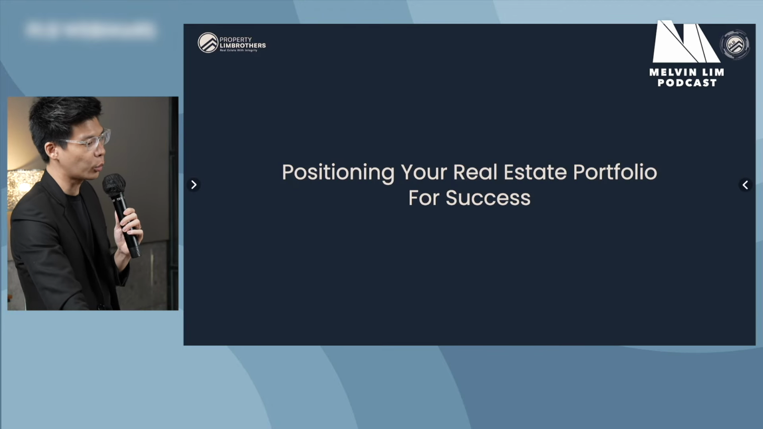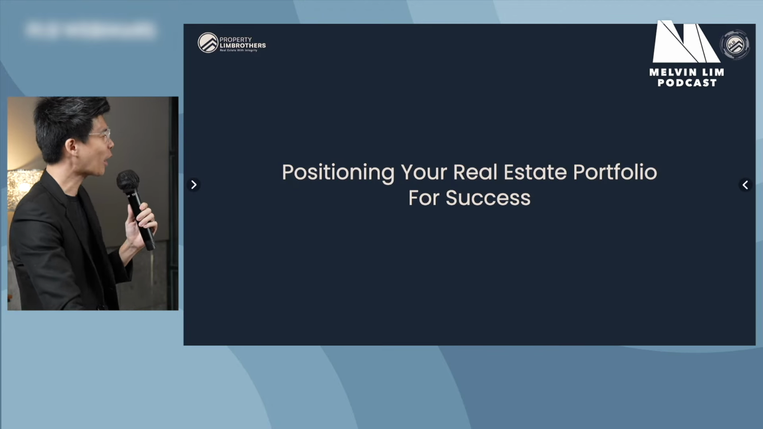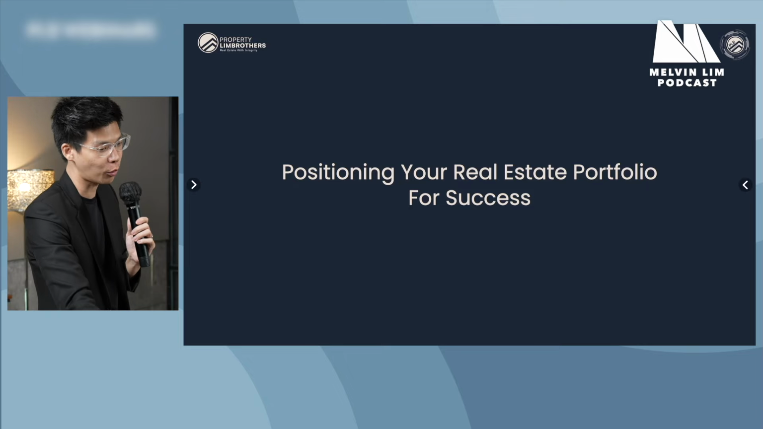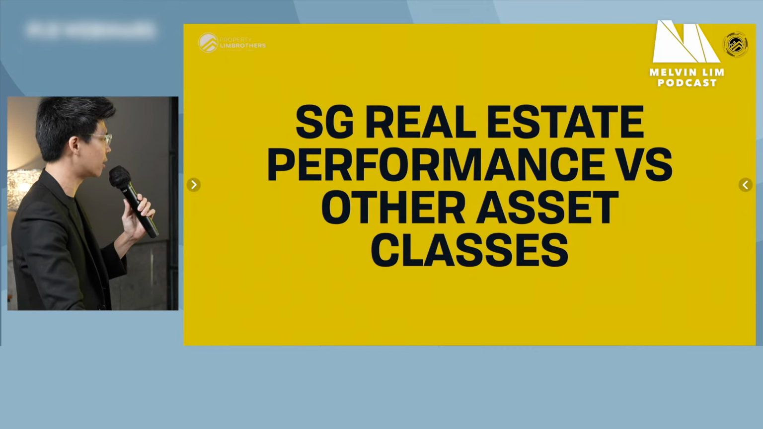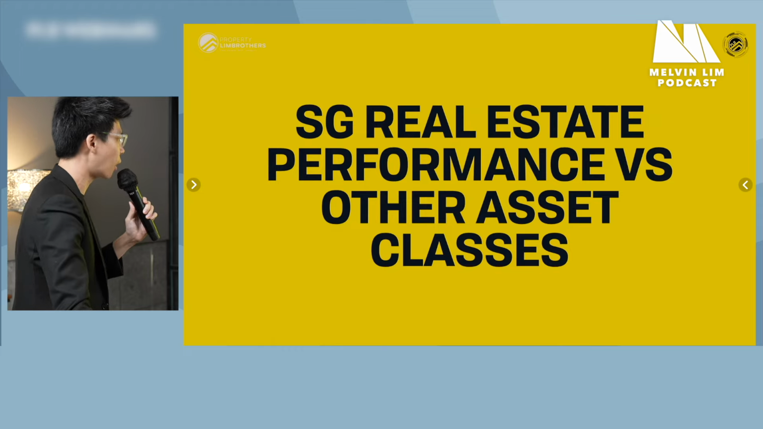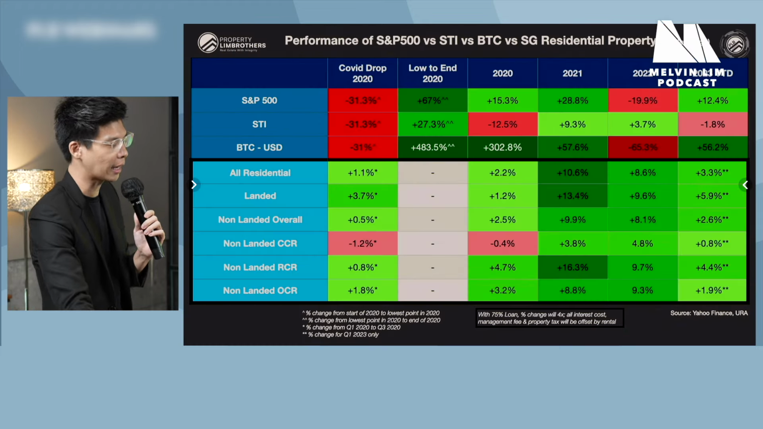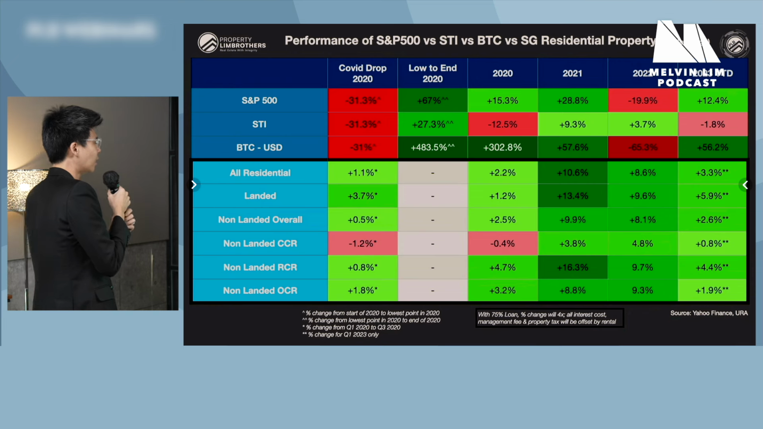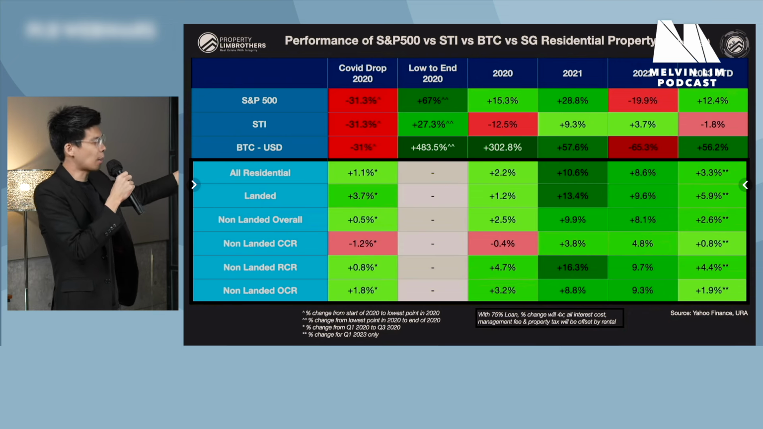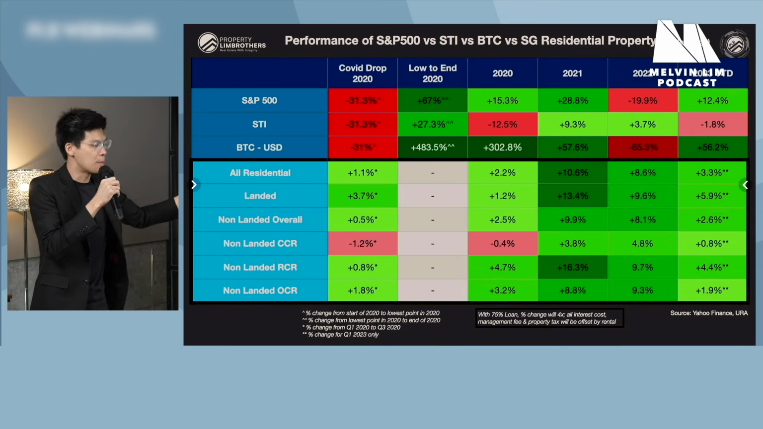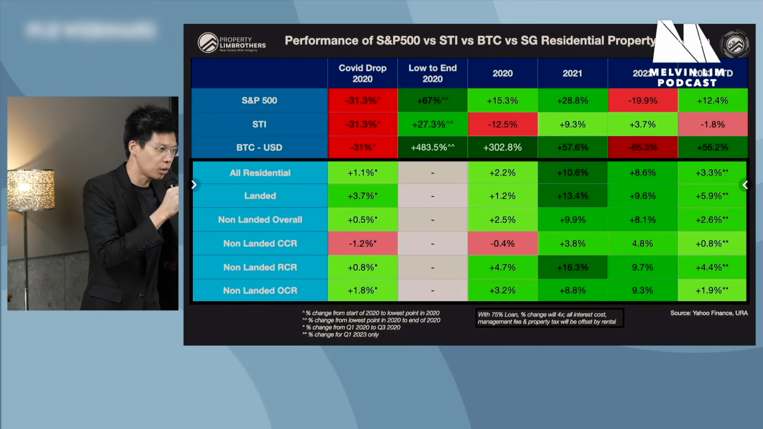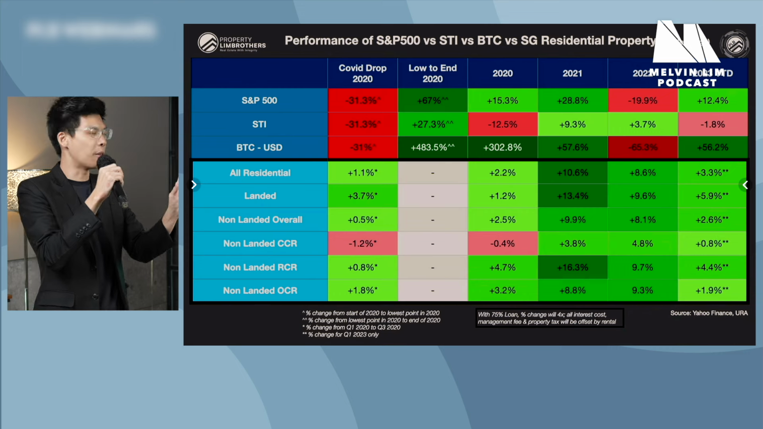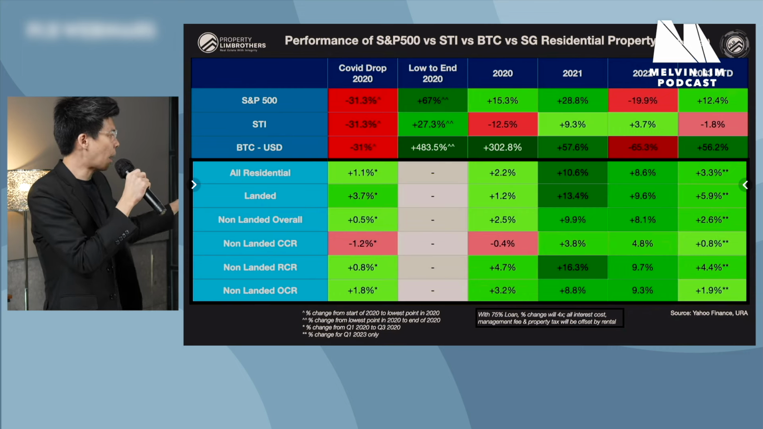So how can we position our portfolio for success? And we can actually look at how Singapore real estate performs versus other forms of asset classes. So we have done a comparison between the S&P 500 representing US stocks, the STI to represent the Singapore stock market, Bitcoin to represent the cryptocurrency market, and we can focus on all residential, which is actually where our private landed and non-landed apartments are.